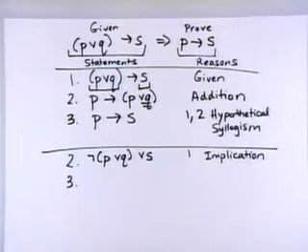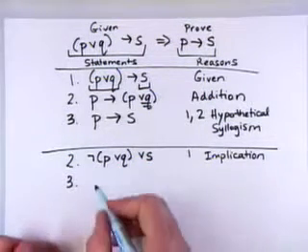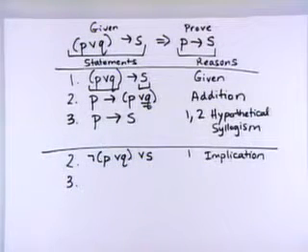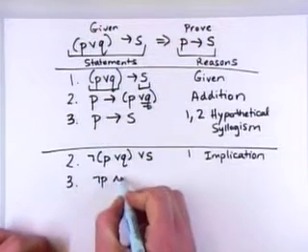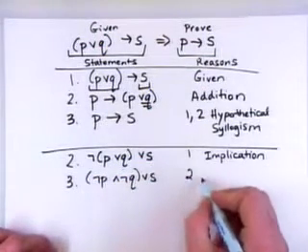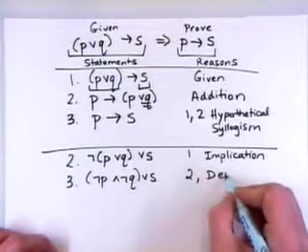Now I need to use De Morgan's in order to see what that not really does to this statement. So De Morgan's on not the quantity P or Q gives me not P and not Q, not P and not Q. And that gets ORed with S, so that was from line 2 and De Morgan's.